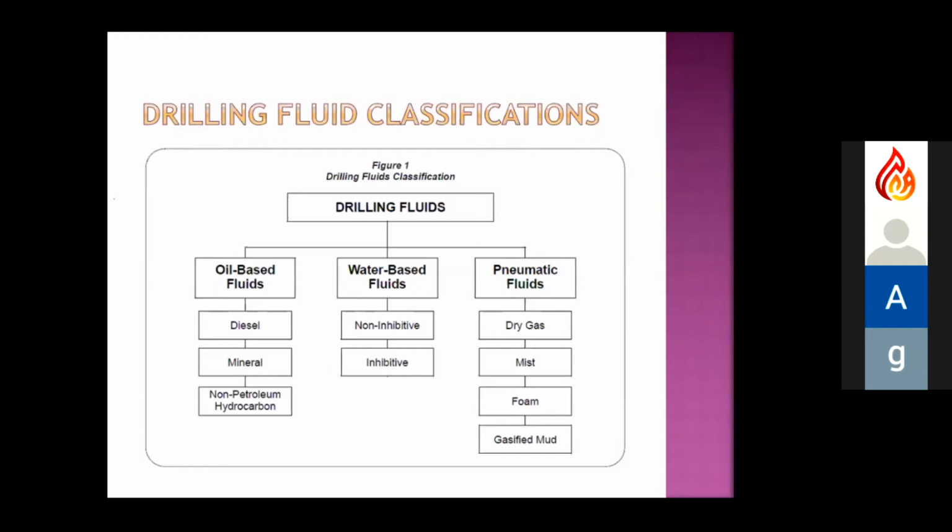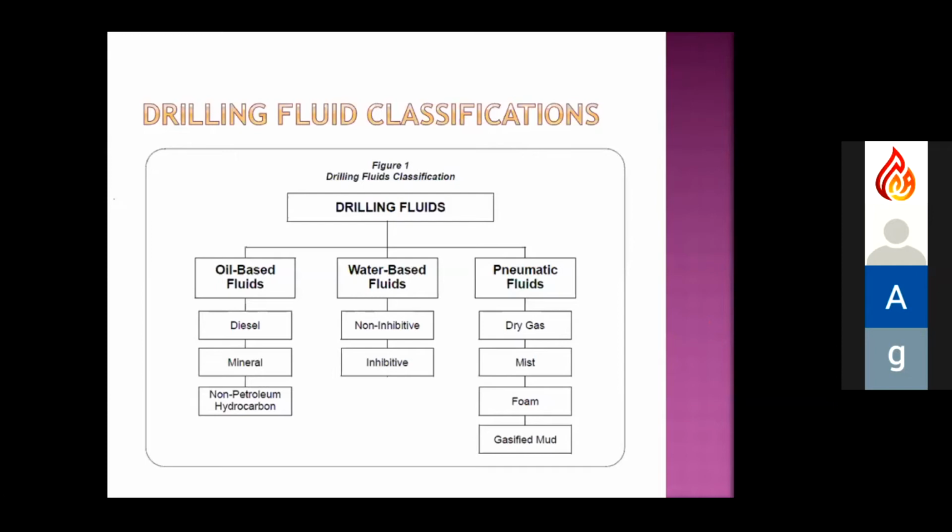For oil-based, the type depends on the base fluid. The base fluid can be diesel, sometimes mineral oil, or sometimes non-petroleum hydrocarbon. We use mineral or non-petroleum hydrocarbon for environmental reasons. For example, offshore we use mineral oil, but onshore we usually use diesel. This also depends on the client and the area where you drill.